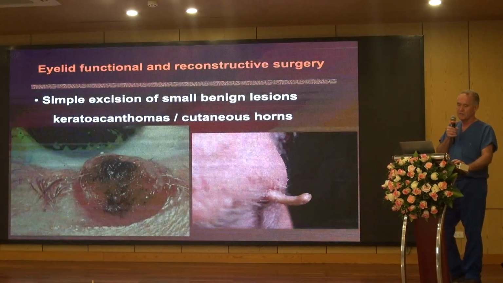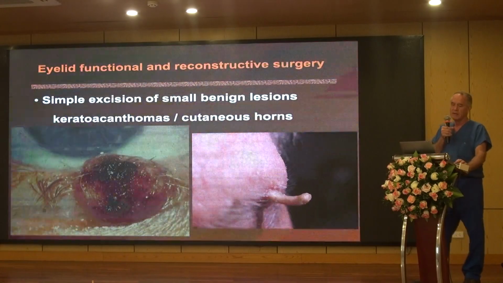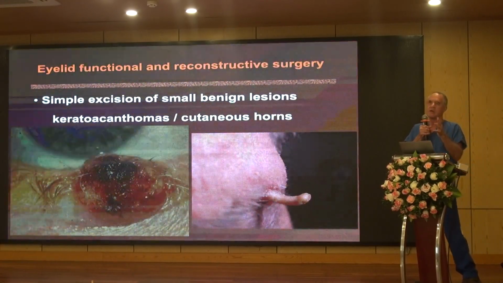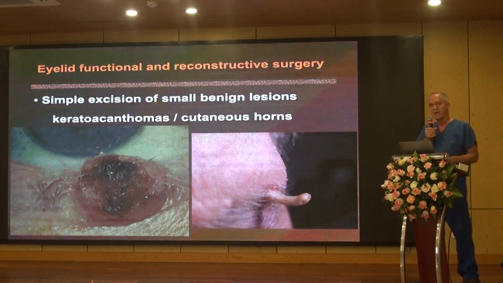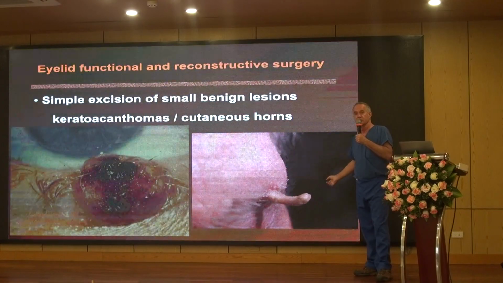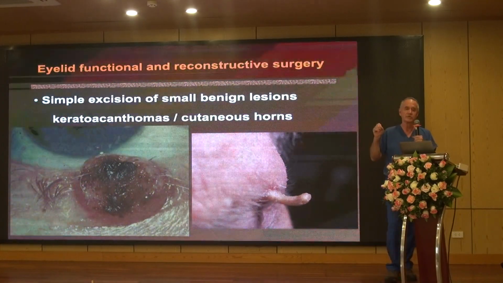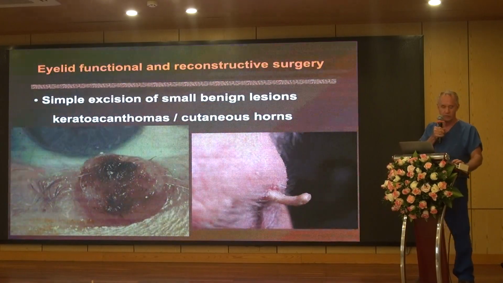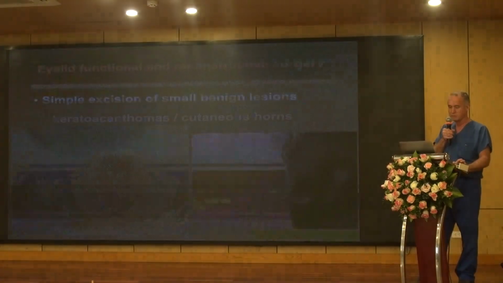A keratoacanthoma, or a cutaneous horn, is considered in transition between an actinic keratosis and a squamous cell carcinoma. And these are now considered by ocular pathologists and dermatopathologists to be a very low-grade squamous cell carcinoma. So keratoacanthoma is now considered a low-grade squamous cell carcinoma and should be removed.